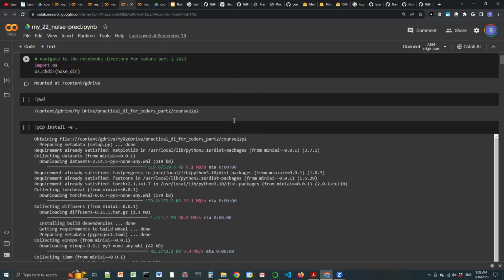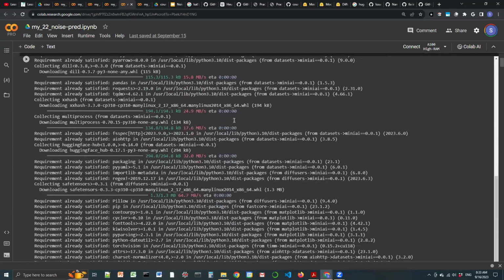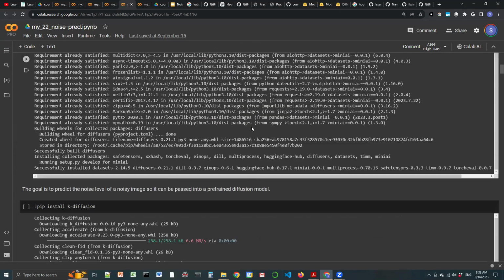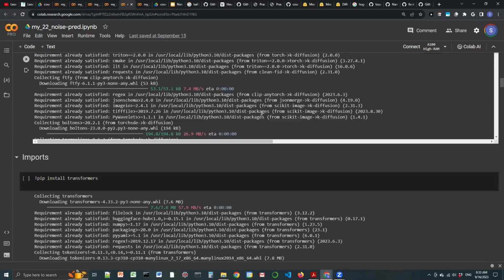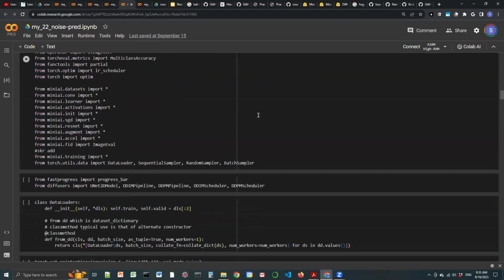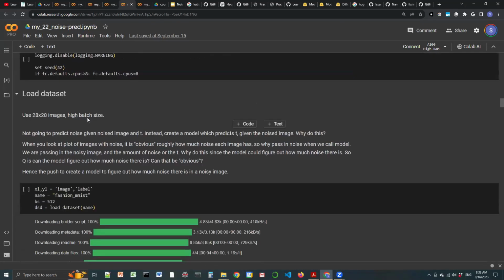So that's what this notebook is all about, just to lay the context. So all the initial imports and stuff. And as I said, the goal is to predict the noise level so it can be passed into a pre-trained diffusion model. Right? So all this is the same.